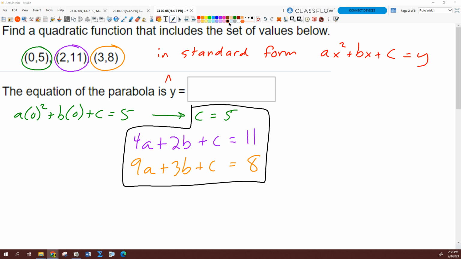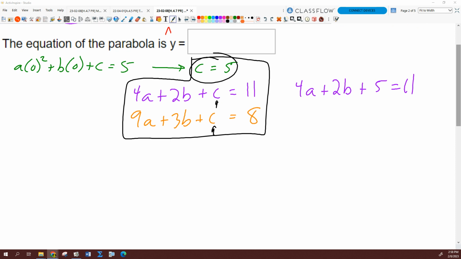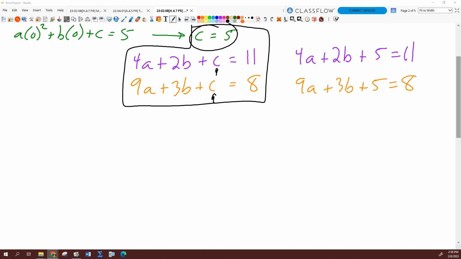We already know 1/3 of our parameters. We already know what c is. Now I could plug that value in there and there, couldn't I? And then if I do that, I get 4a plus 2b plus 5 equals 11, and 9a plus 3b plus 5 equals 8. And I could subtract 5 from both sides of both of those equations, and then I get a 2 by 2 system that's pretty simple.